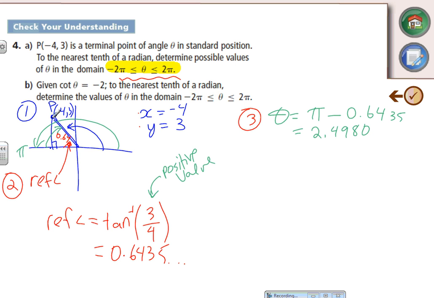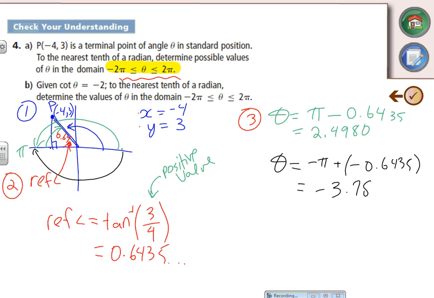Now we've got to go in the negative direction. I know it's negative pi to get me there, and I've got to go further. So I'm going to go further by 0.6435. Or in other words, negative pi and then add extra of negative 0.6435, which gives me an extra part of negative 3.7850. If you wanted to, you could go all the way to 2 pi and come back the value you had at the beginning.